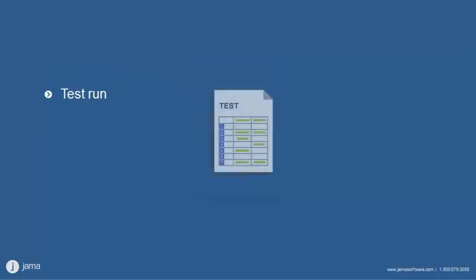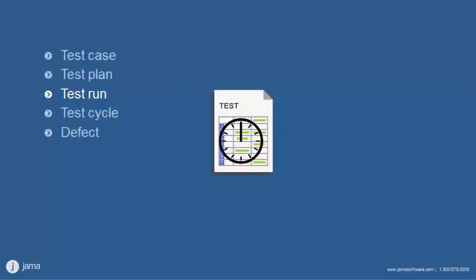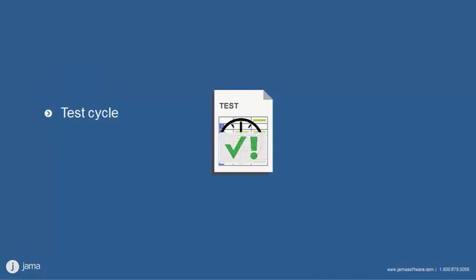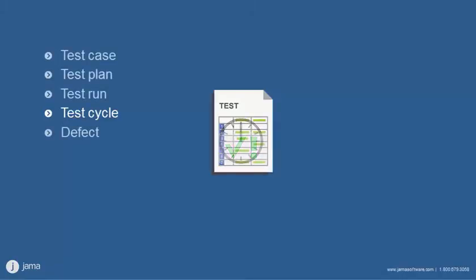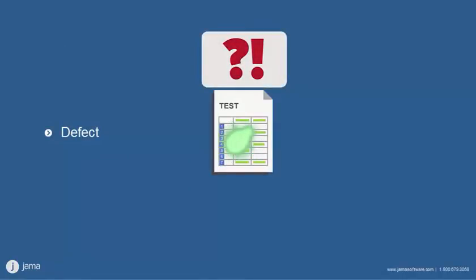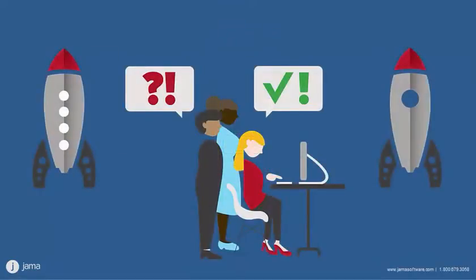You then execute runs of test cases to validate things are working. When you complete a set of test runs, you've completed a test cycle. And of course, if a test fails, it identifies a defect. Test coverage shows how this testing connects back to requirements, so you can verify that you are building exactly what you plan to build.